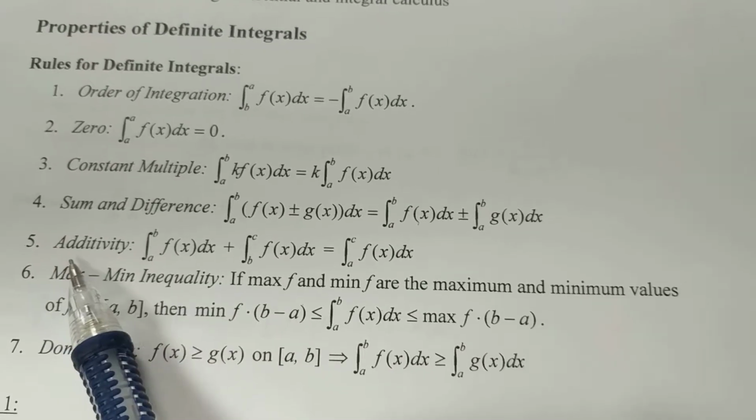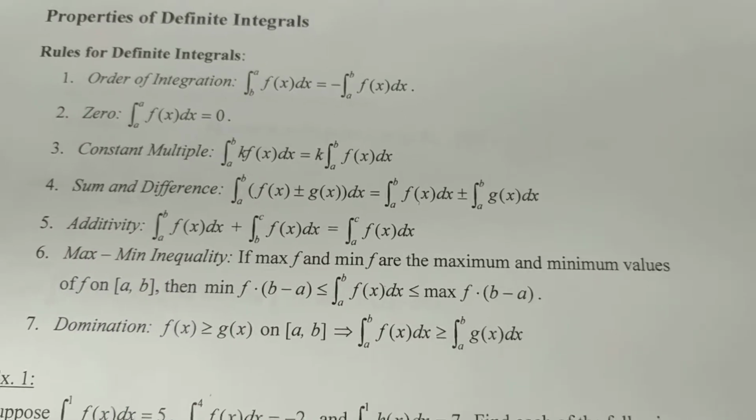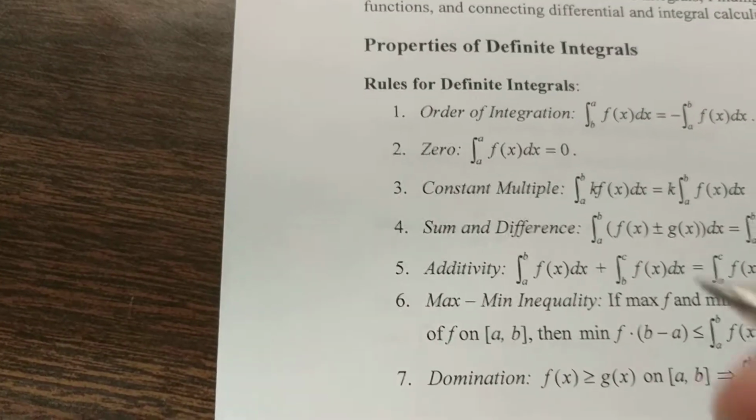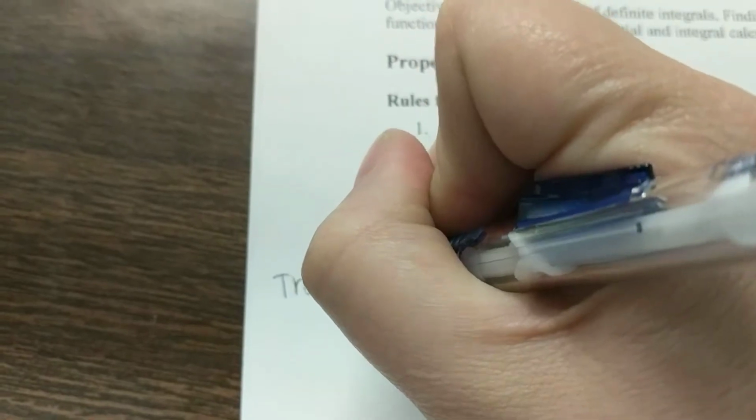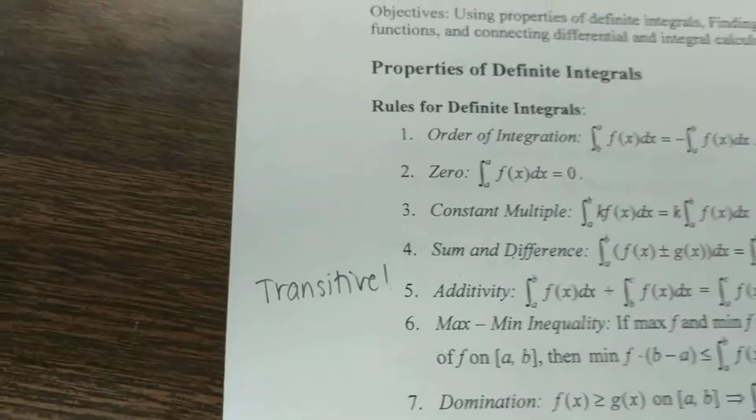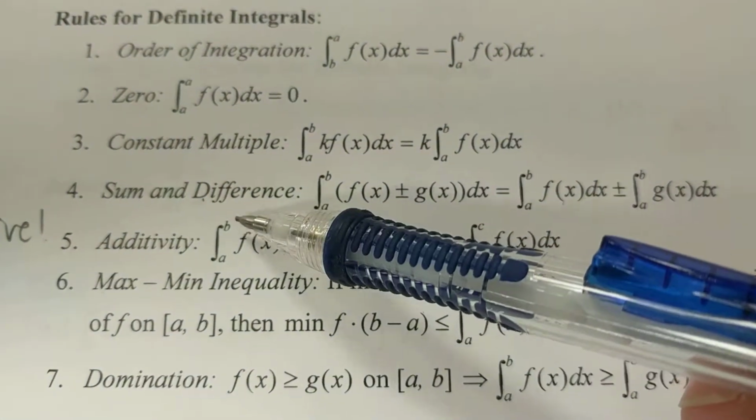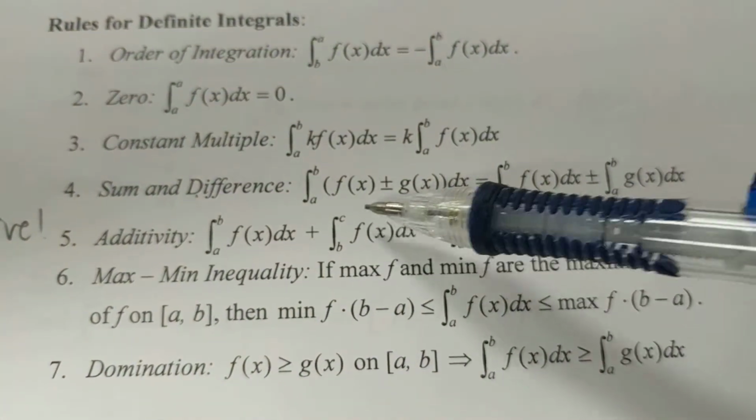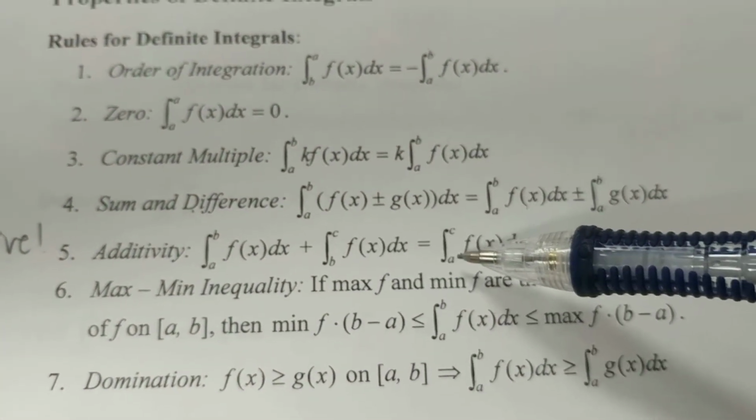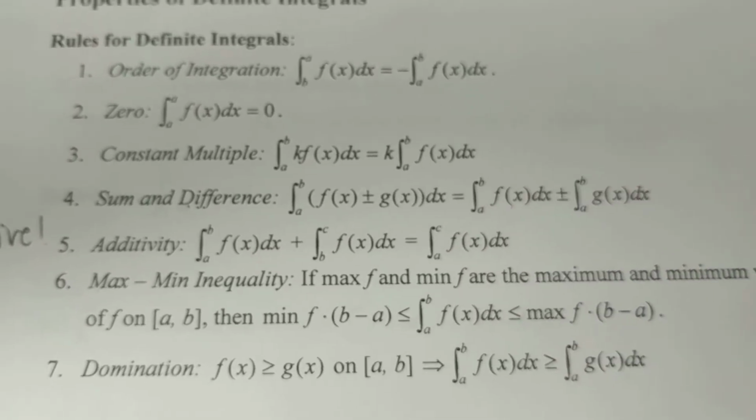Number 5 is the additivity theorem, and I want you to make a little note. This one is just like the transitive property from geometry. It says if I've got an area from A to B plus an area from B to C, then it's going to cover all of the area from A to C.